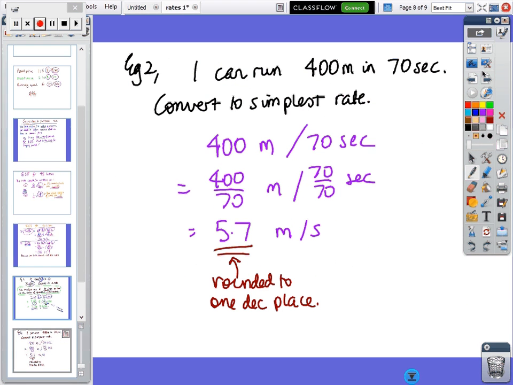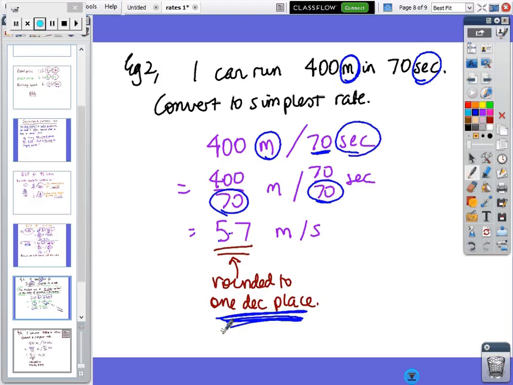Okay, example 2. If I can run 400 meters in 70 seconds, convert this to a simple rate. Again, meters in the question is in front of seconds, so we're going to put meters in front of seconds. That's an implication. To get rid of 70, we divide by 70 on the right, so you divide by 70 on the left. And then on your calculator, it's 5.7, and I've just done some rounding to 1 decimal place. So it's 5.7 meters per second. If you run 400 meters on an athletic track in 70 seconds, which is an okay time, then you're running 5.7 meters per second. So copy that and come across.